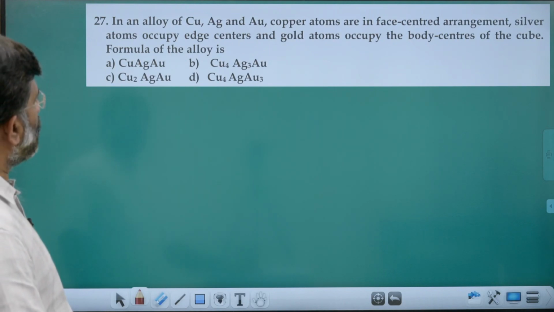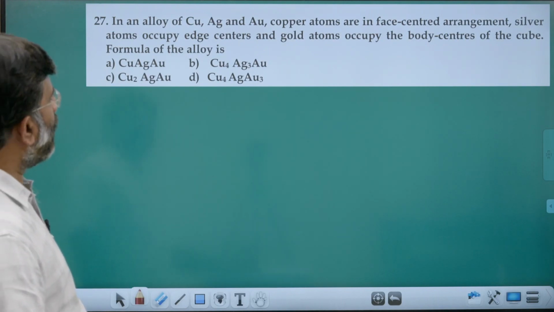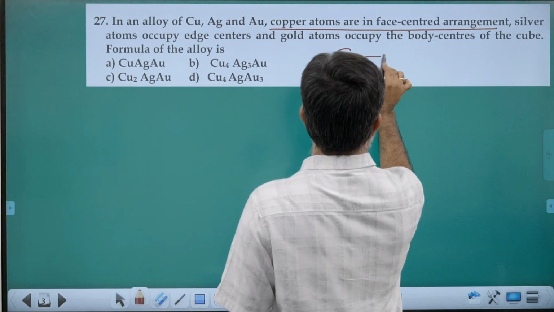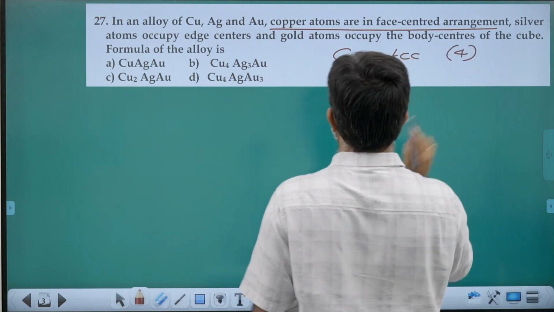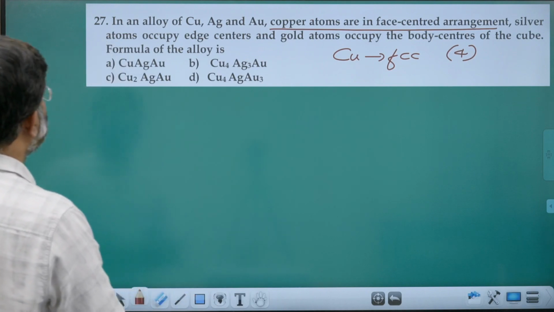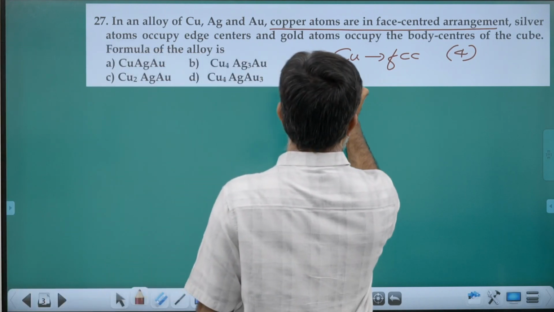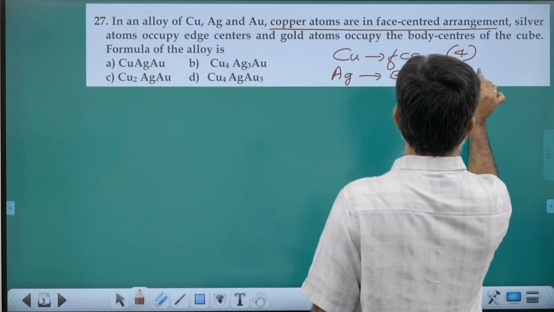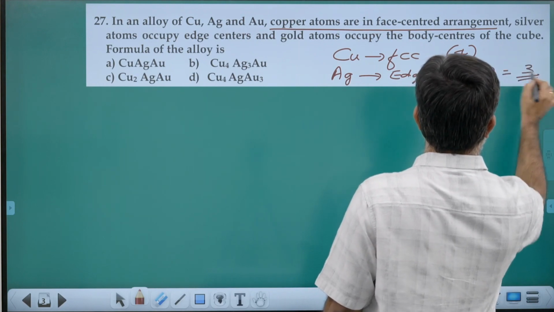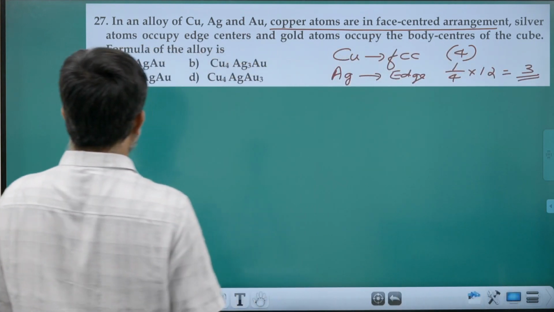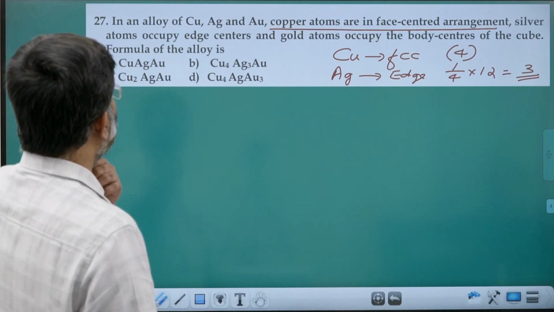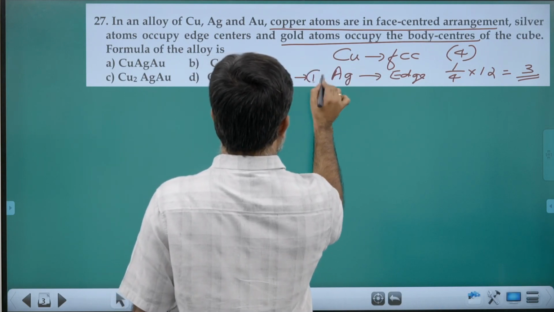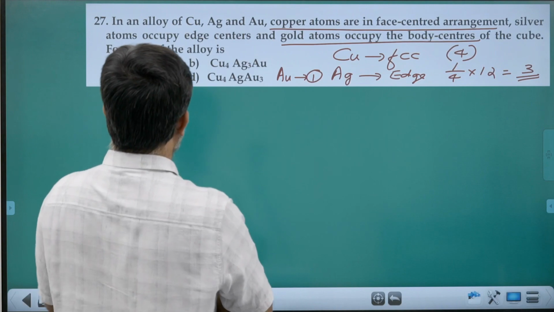An alloy of copper, silver, gold. Copper atom makes FCC. So Cu will go for FCC, meaning 4 Cu. Silver at edge center. Edge center means 1/4 into 12 edges, there will be 3 silver. So 4 copper, 3 silver, and the gold at the body center. Gold at the body center means 1. So 4, 3, 1. Which choice?